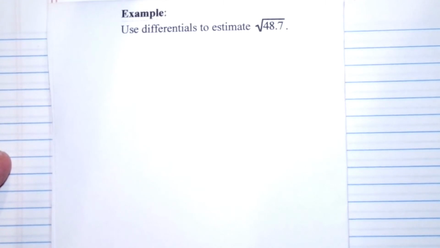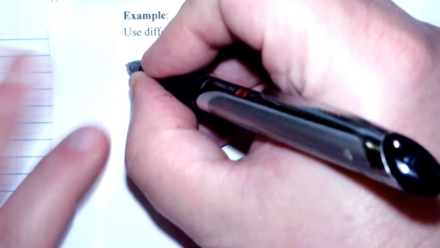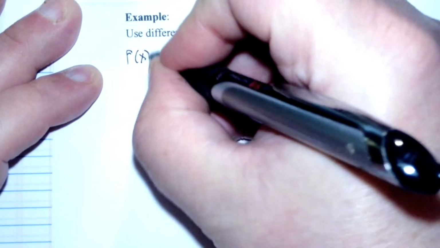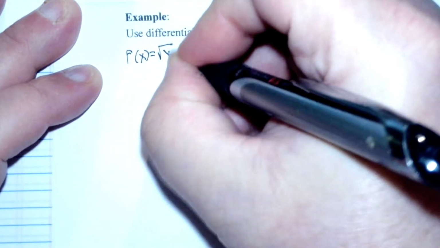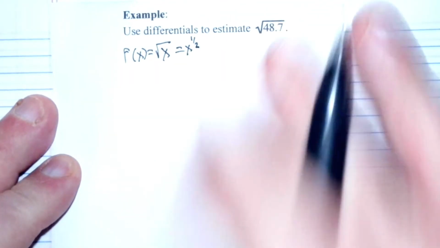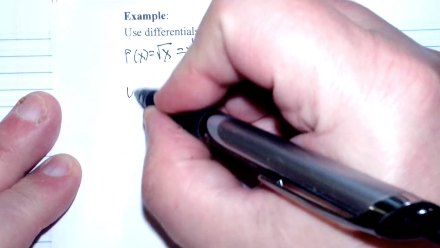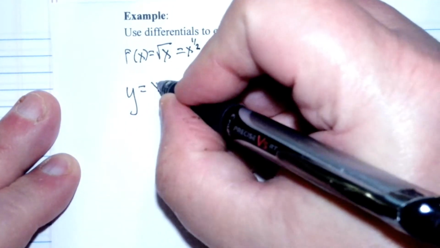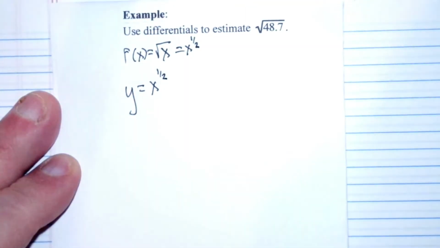Let's take a look at another example. Use differentials to estimate the square root of 48.7. Alright, so in this case what we're going to want to do is to let f of x be the square root function, or x to the 1/2. Maybe I'll write it this way: y equals x to the 1/2. And so we're wanting to approximate what you get when you put 48.7 in.